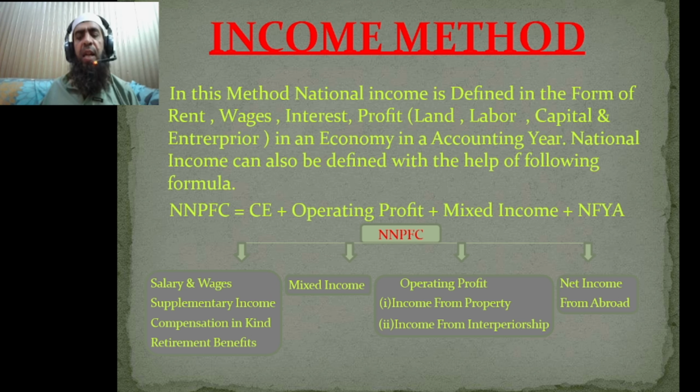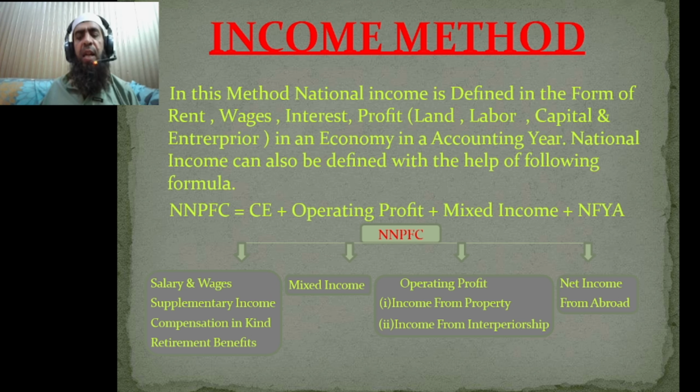Here Y denotes national income, C is consumption expenditure, I is investment expenditure, G is government expenditure, and X bar is equal to X minus M, export minus import. C stands for private final consumption expenditure, I stands for investment expenditure, G stands for government final consumption expenditure, and X minus M stands for export minus import, which is equal to net export.